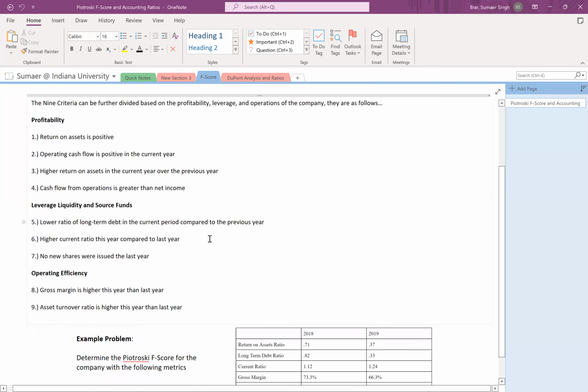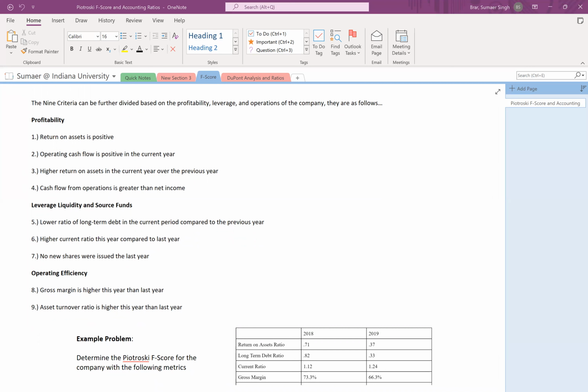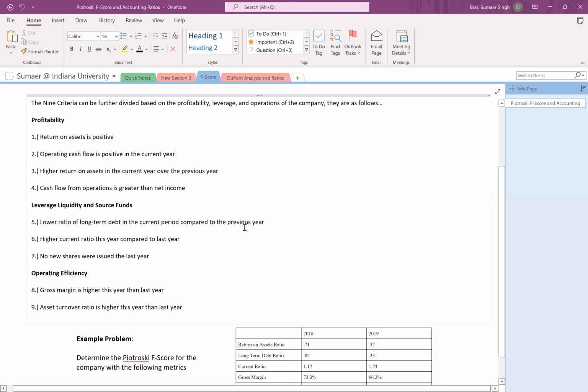Now, here we get to our second set of criteria, with the fifth criteria being that there's a lower ratio of long-term debt in the current period compared to the previous year. And this criteria intends to filter out companies that are taking on debt finance operations because of shortfalls in free cash flow. So maybe think of a company like Lehman, right? They might not be able to fulfill this at the beginning of the downfall.